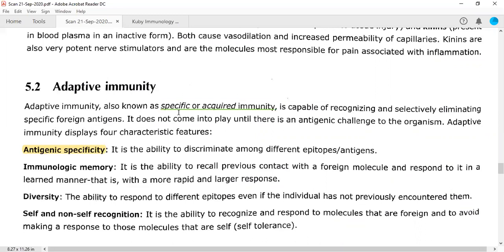Now, please understand this term, specific. It is very, very much specific because adaptive immune response is due to the presence of some membrane receptors over some specific cells like B cells and T lymphocytes, right? So it is also called acquired one. Why acquired? As we have discussed the innate immune response. So innate immune response is a type of immune response which is present in an organism since its birth.